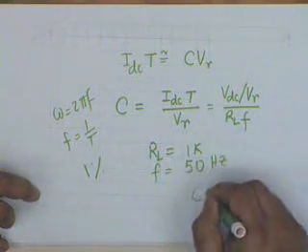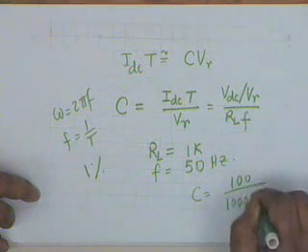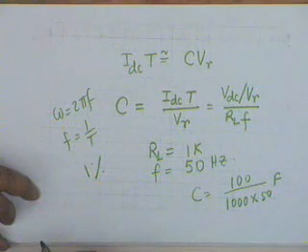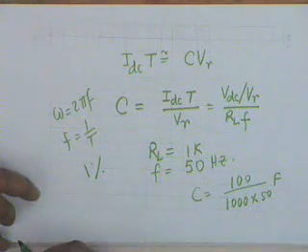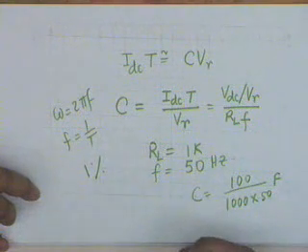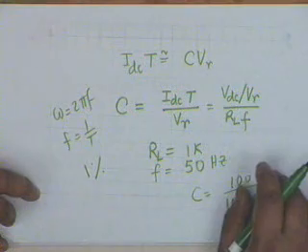Therefore, I can calculate my C, it would be 100 divided by 1K, which is 1000, multiplied by 50. So many farads. It would be a large capacitor, whatever the value is. It will be in the order of hundreds of microfarads, okay. But this is the type of capacitor that has to be used.